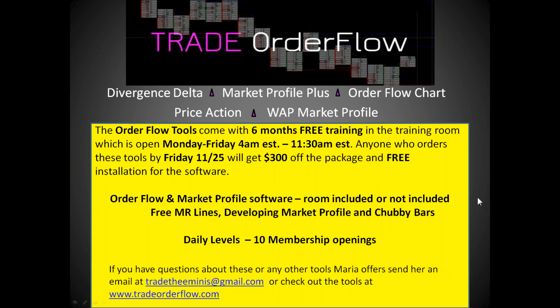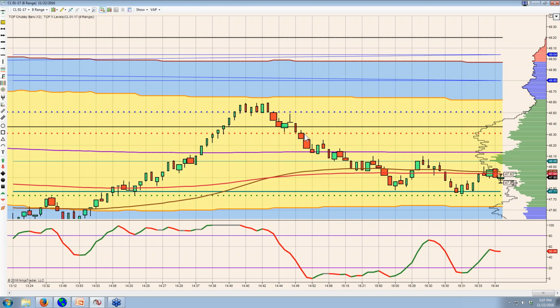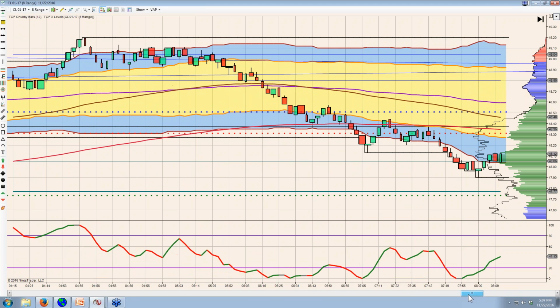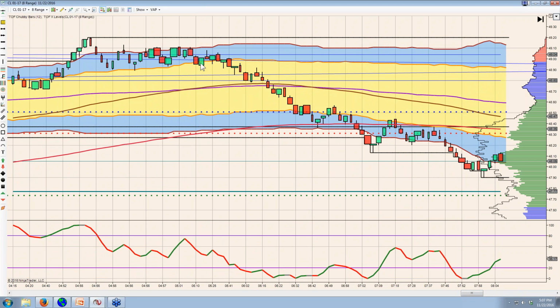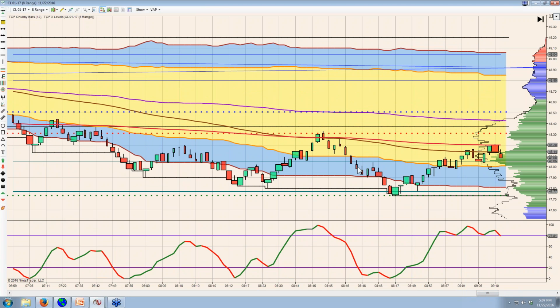Developing market profile, and then the chubby bars. Like I was saying before, somebody was asking about them getting fatter or skinnier. They're chubby bars. So the fatter they are, if it's red and fat, you have more sellers coming in. If it's green and fat, you have more buyers coming in. If there's not a lot of volume here, you can see it moving lower, but the bars are all skinny. Now here you see them getting fatter. So this is based on who's stepping up, buyers or sellers.